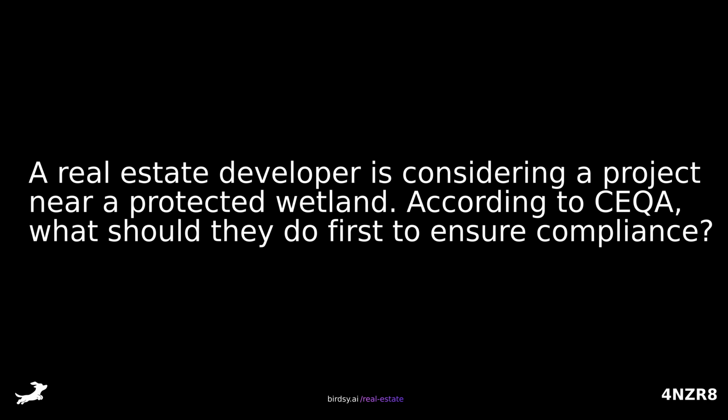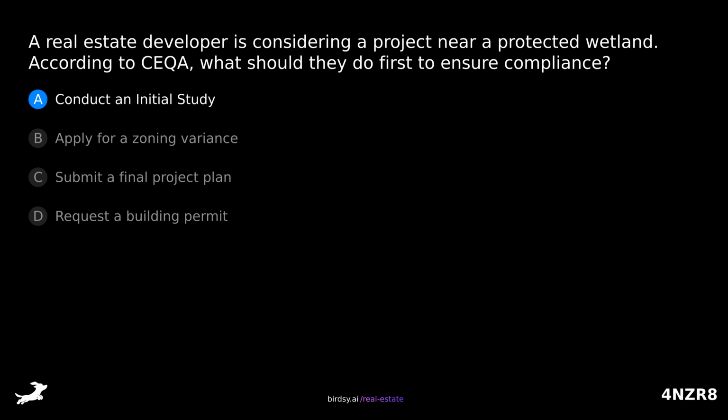A real estate developer is considering a project near a protected wetland. According to CEQA, what should they do first to ensure compliance? Is it A. Conduct an initial study? B. Apply for a zoning variance? C. Submit a final project plan? Or D. Request a building permit?